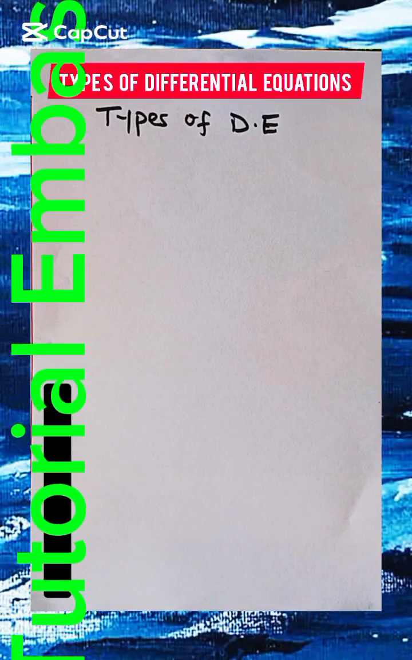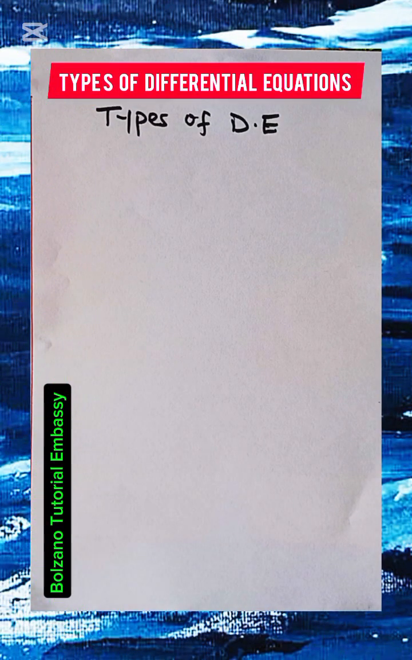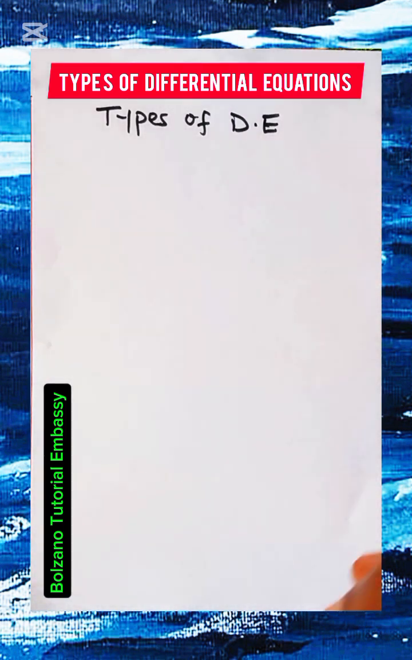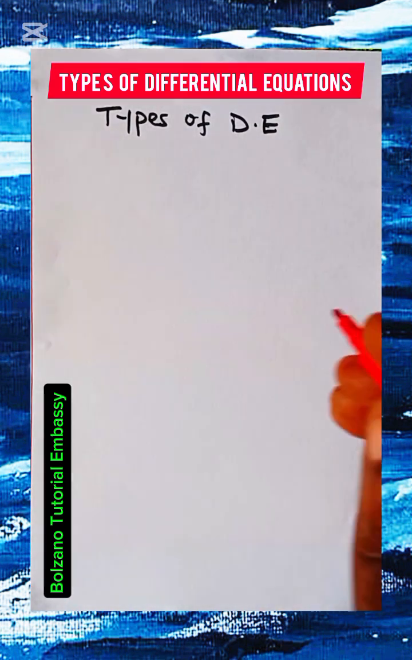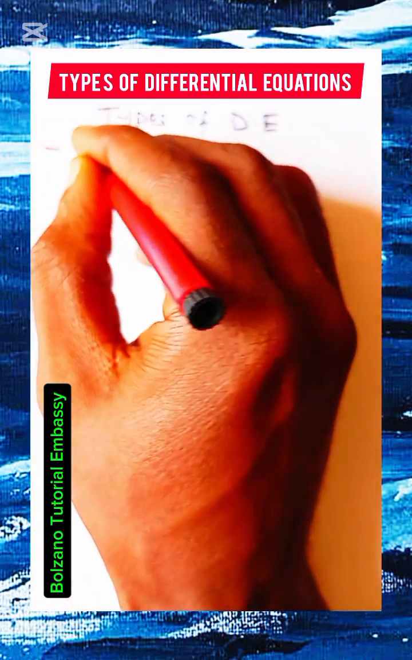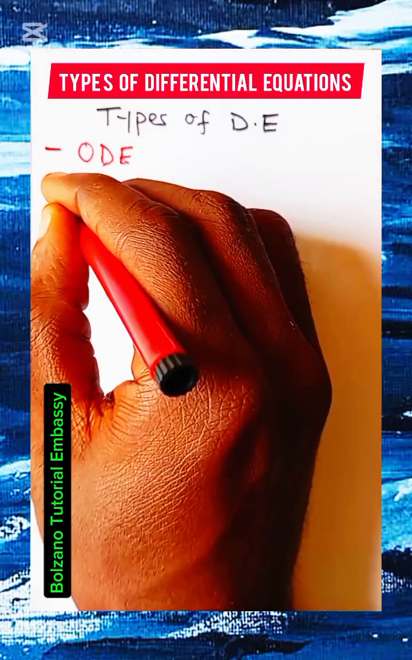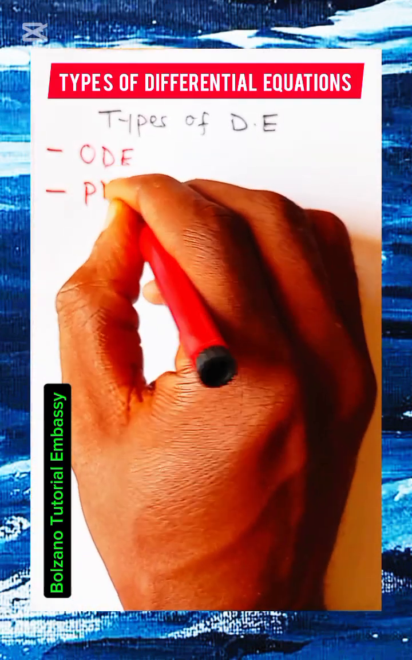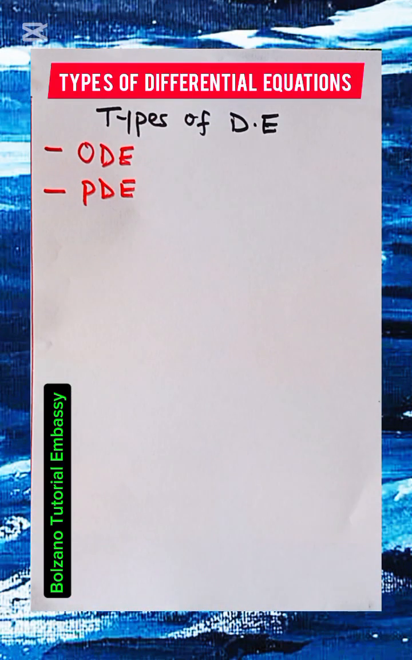All right, let's continue our series on differential equations. Now let's look at types of differential equations. Differential equations are of different types and forms, but let's generally classify them into these two broad classes. We have the ordinary differential equation, which is ODE, and the partial differential equation, which is PDE.